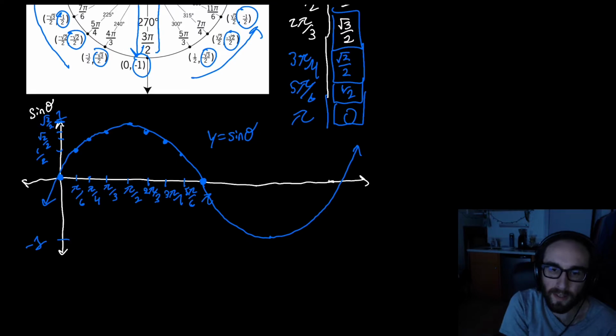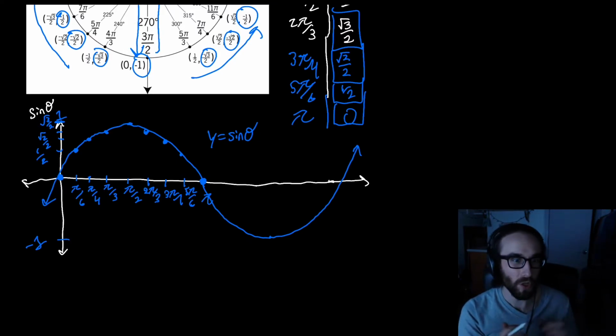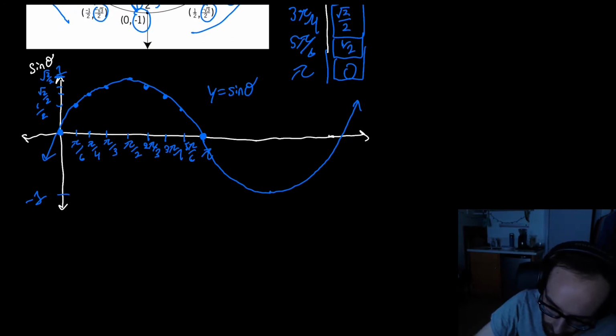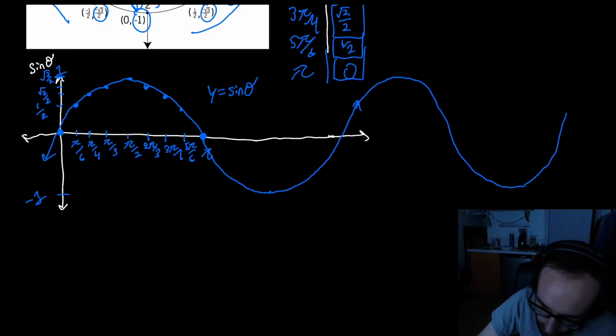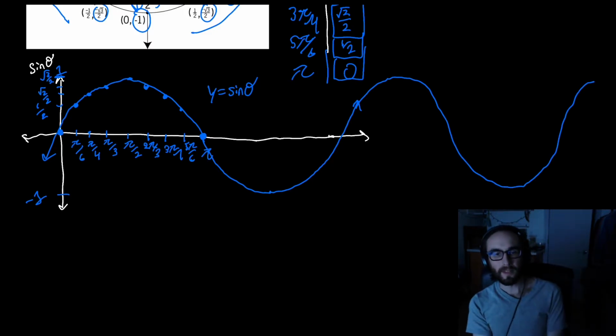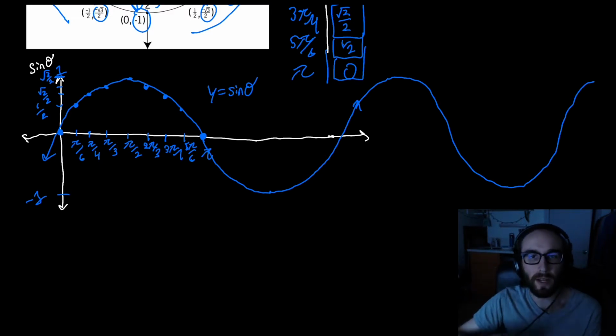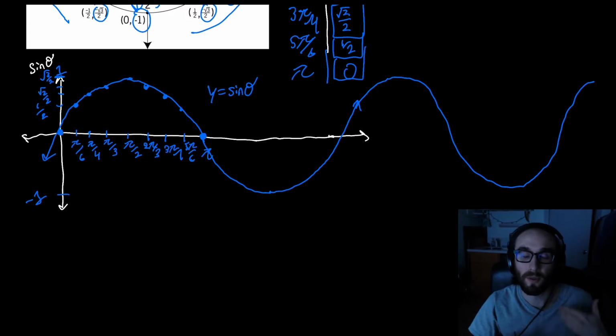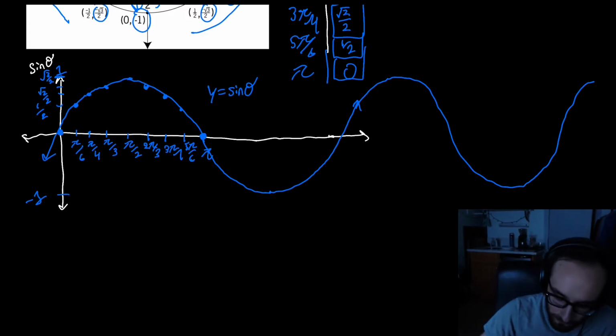So here we can see kind of like the periodic nature where it repeats. If we were to continue this graph, it would continue with this wave pattern. So it repeats and repeats and repeats. And that's because as we increase theta, we end up going around the circle again and again and again. So we're going to see the same outputs, or the same sine values repeat.